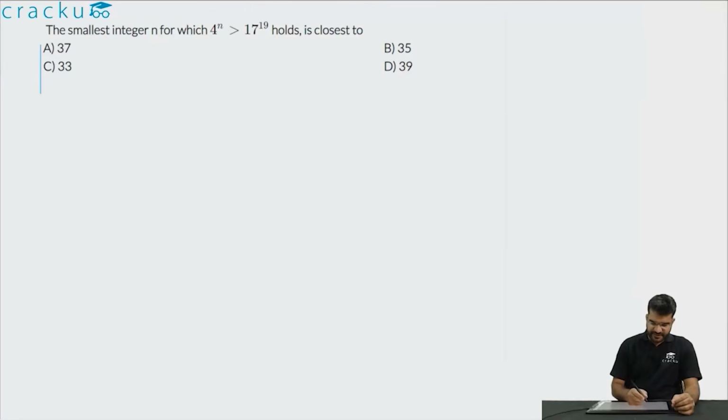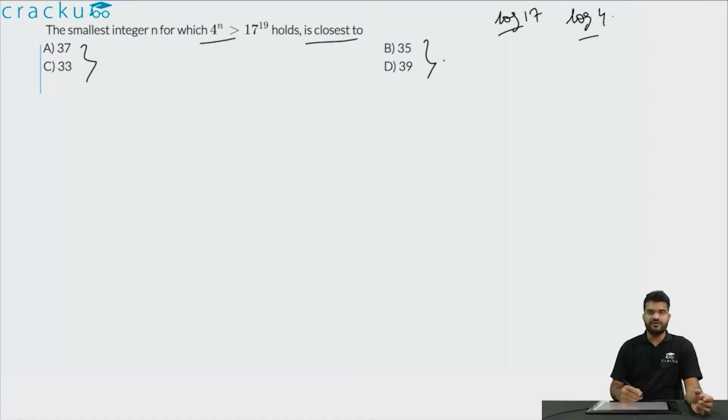In this question, we are required to find out the smallest integer for which 4 to the power n is greater than 17 to the power 19, and we are required to find out which of the following options that smallest integer is closest to. Now if you look at the options and the question, it looks slightly complicated. It would require a lot of understanding because we don't know the value of either log 17 or log 4. If you had some understanding of these logs, then probably we could have solved it. But the interesting part about this question is that you don't need to calculate the value of n. You can just look at the options and then figure out which of them is closest to n.